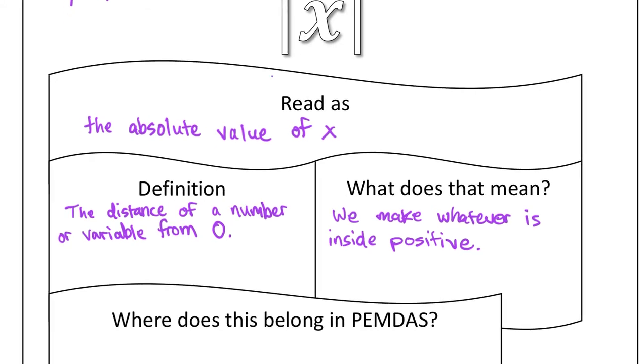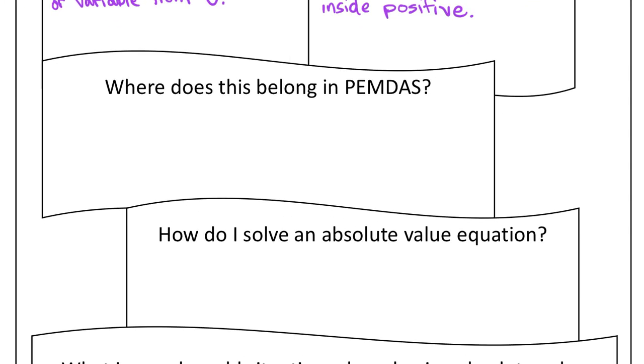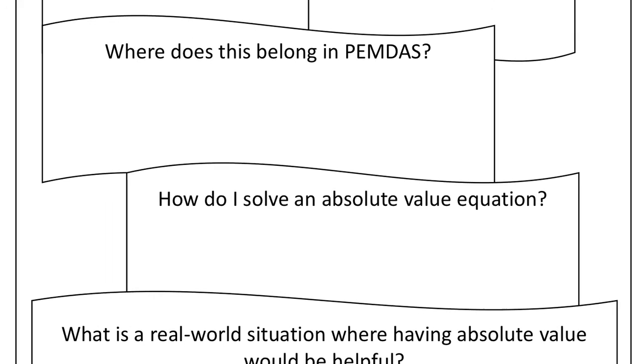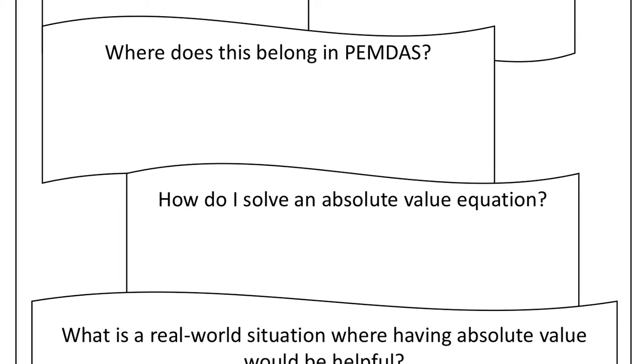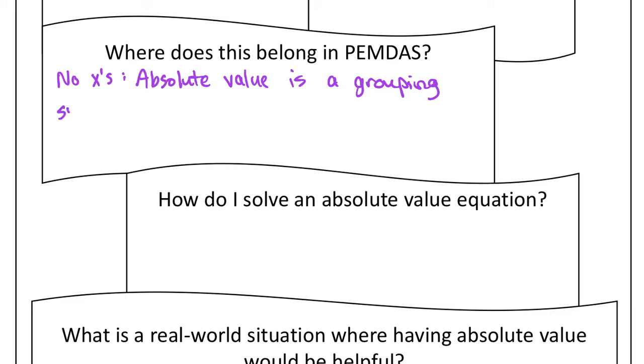So my next thing here is, where does this belong in PEMDAS? Which is, please excuse my dear Aunt Sally, and is the way that we remember order of operations. And so this would be a case of there not being any x's. If there's no x's involved and it's just expressions, then absolute value is a grouping symbol. Just like parentheses.